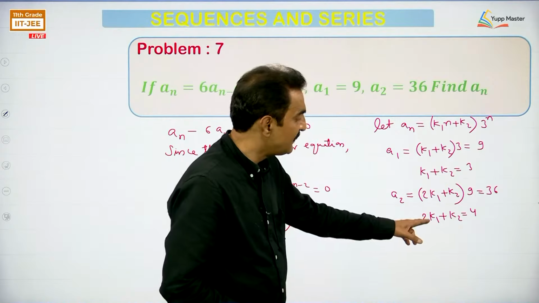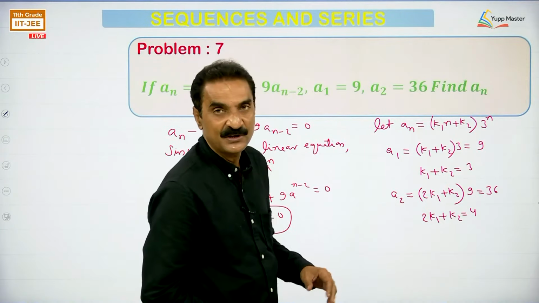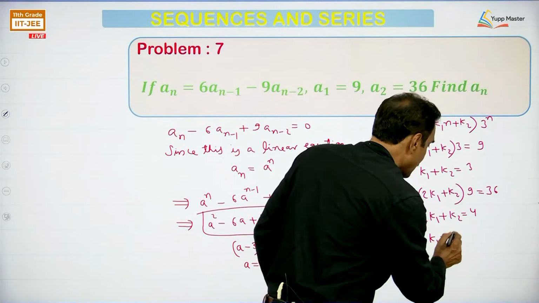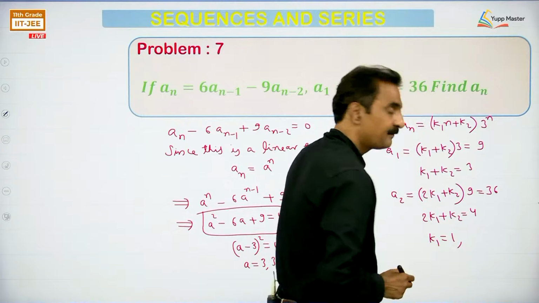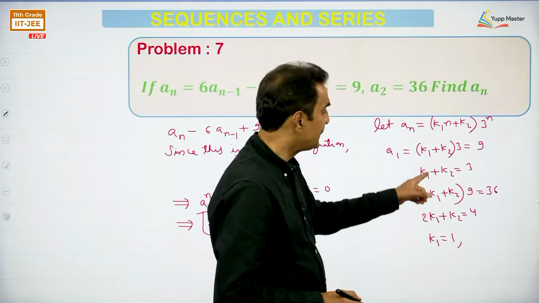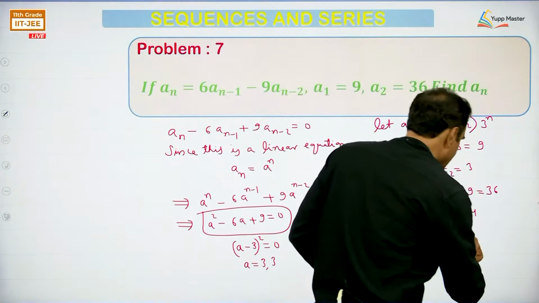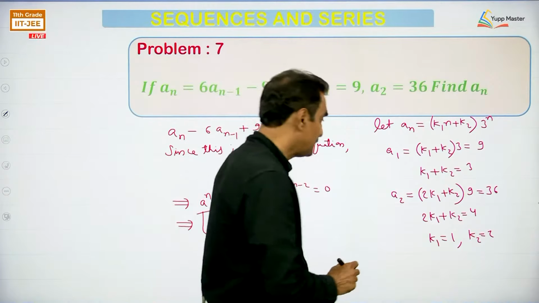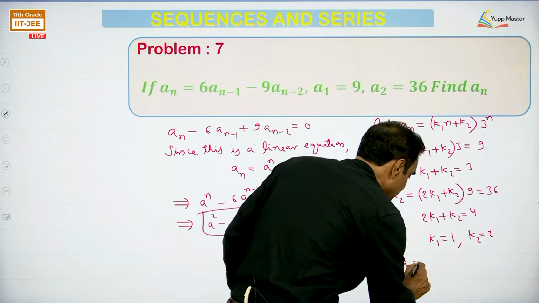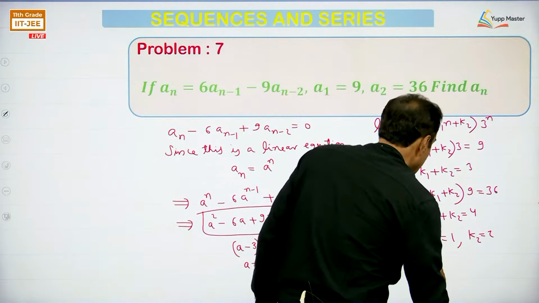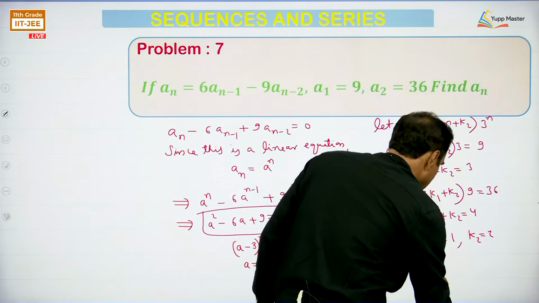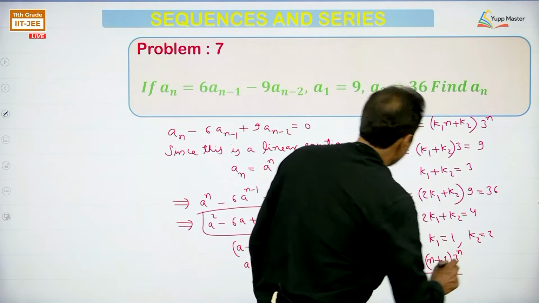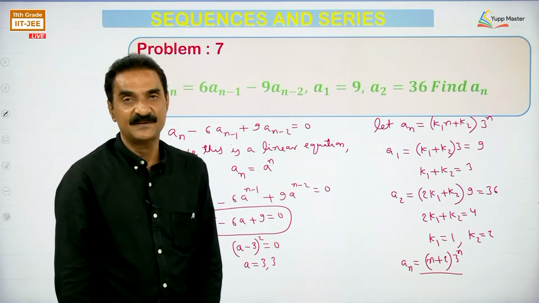Alright. Now solving 2k1 plus k2 is equal to 4 and k1 plus k2 is equal to 3. Just by direct subtracting, we will get k1 is equal to 4 minus 3, 1. And substituting k1 is equal to 1 in the first equation, we get k2 is equal to 2. Alright. Then what will be the nth term an? k1 is 1 now, so n plus 2 into 3 power n. This is an, the nth term of the sequence.